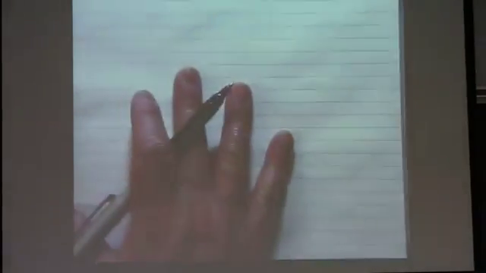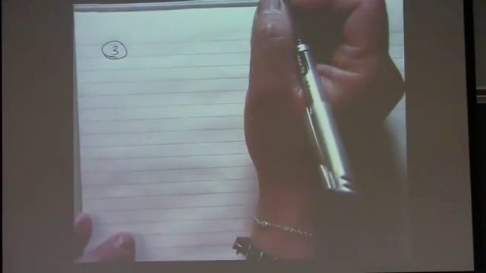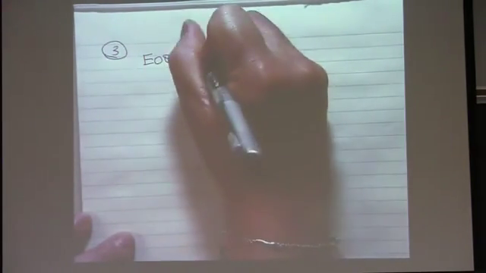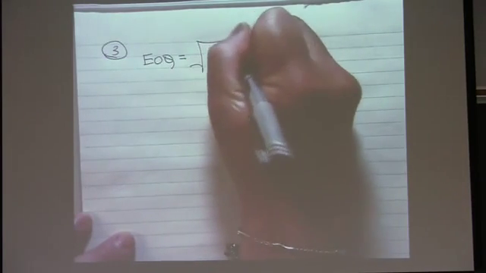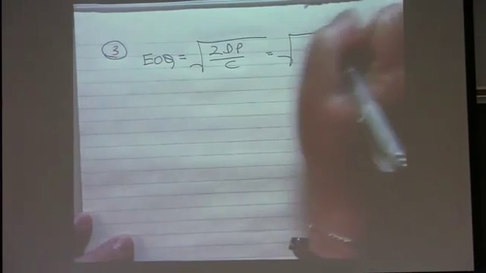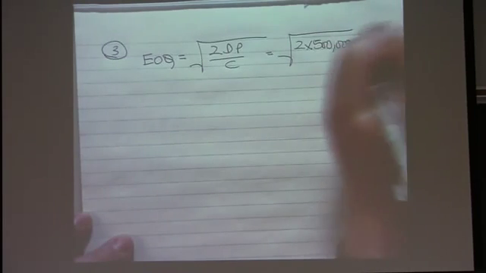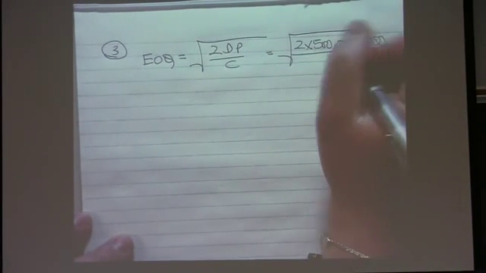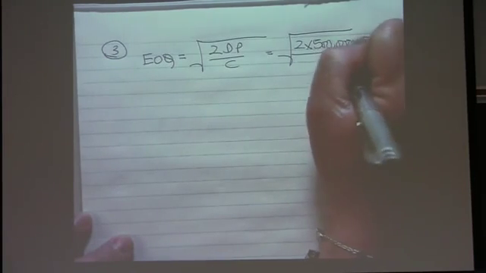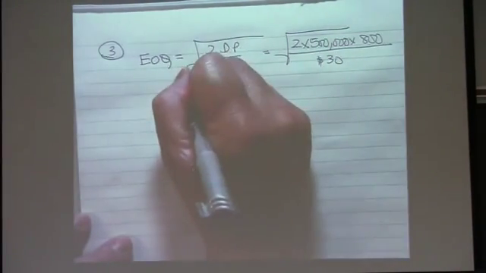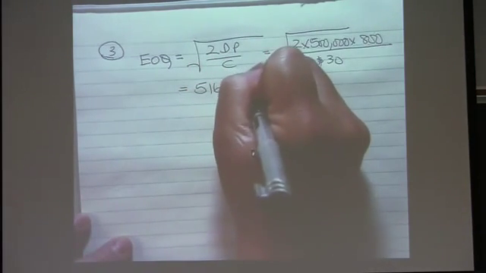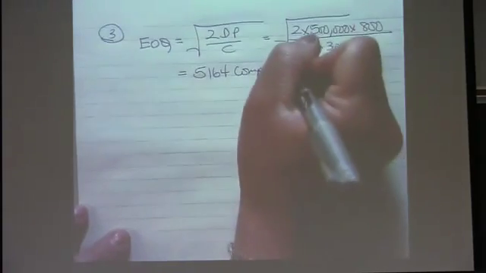How would this affect the EOQ amount and the actual relevant cost? Okay, so what they're asking us to do is recalculate the EOQ based on that carrying cost only being $30. So EOQ is the square root of 2DP over C, which is 2 times the demand times $800 ordering cost divided by, instead of 50, it's going to be 30. So that means that this is 5,164 computers.